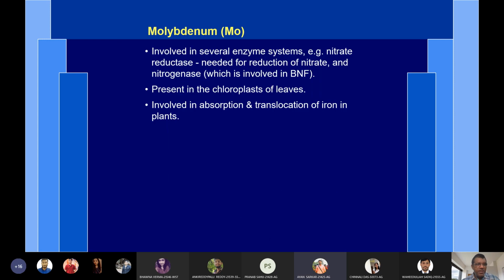Now we go to molybdenum. Molybdenum is involved in several enzyme systems, particularly nitrate reductase, needed for reduction of nitrate, and nitrogenase. So it is part of nitrogenase, which is involved in biological nitrogen fixation. It is present in chloroplast of leaves, involved in absorption and translocation of iron in plants. So it has several roles.